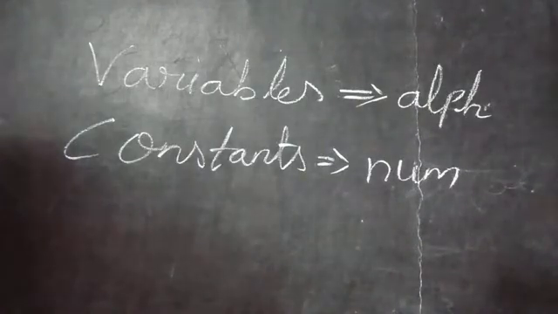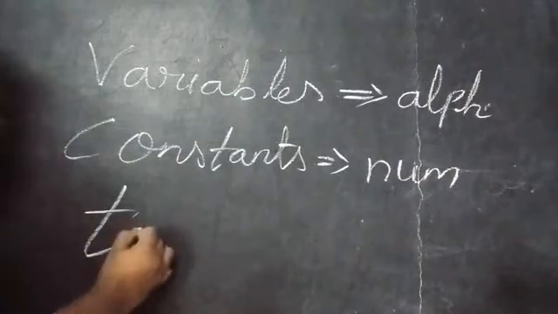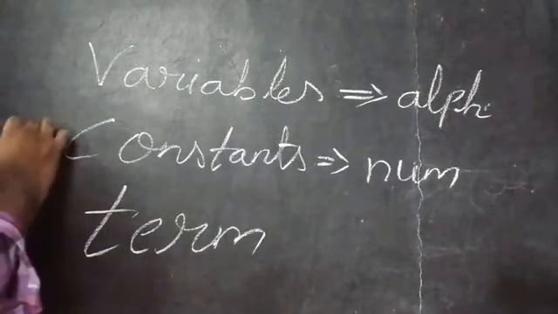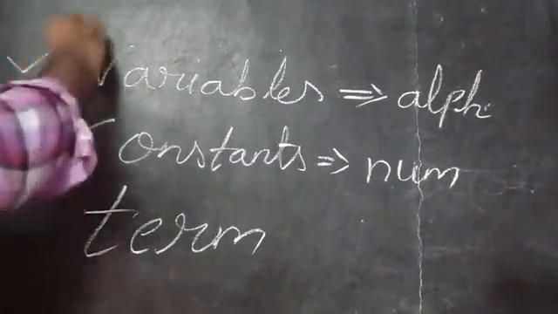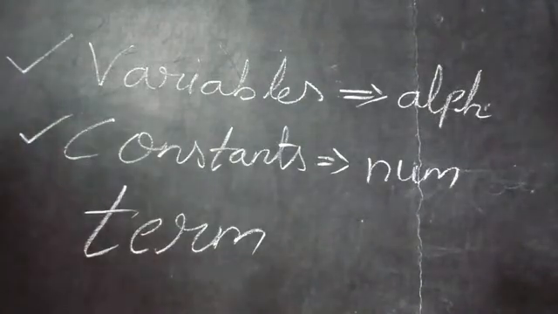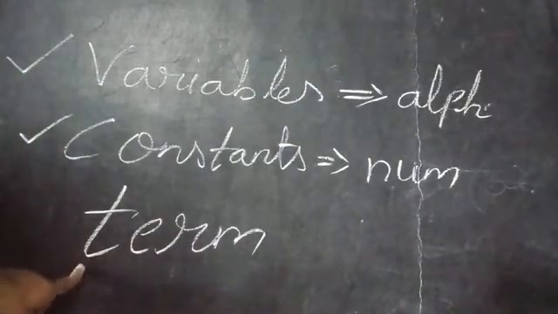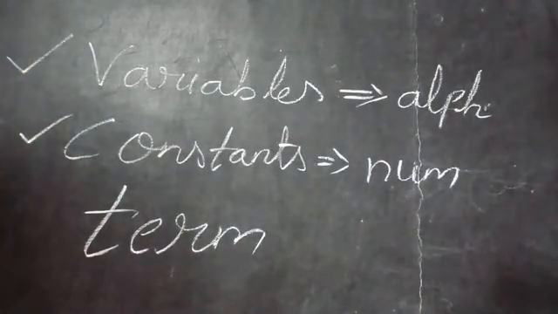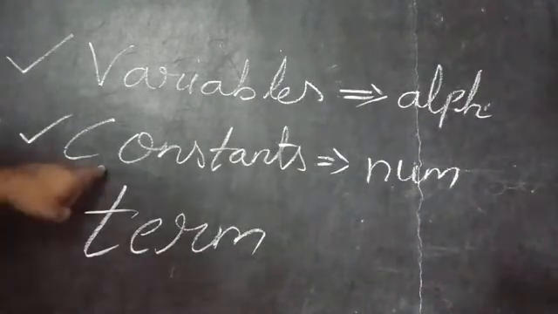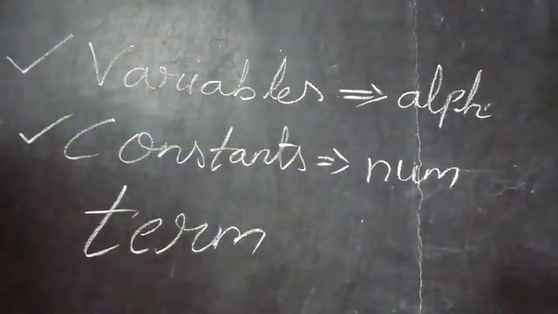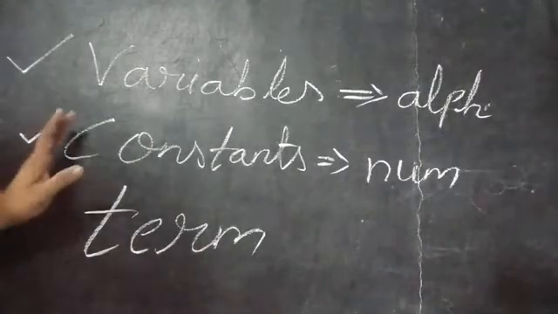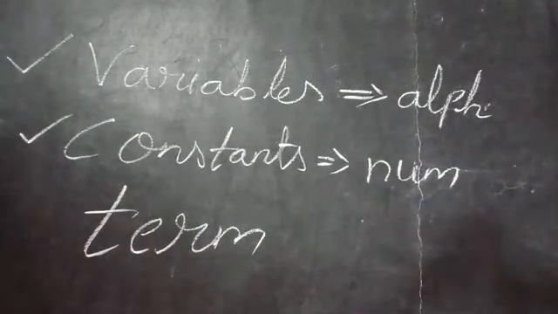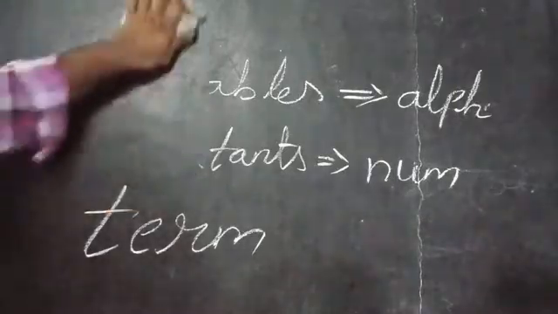The next one is a term. What is called a term? A term means a constant, a variable, or both. Once again, a term means a constant, a variable, or both combined is called a term. This was already completed in 6th class, I am just repeating it for you. Okay, term.